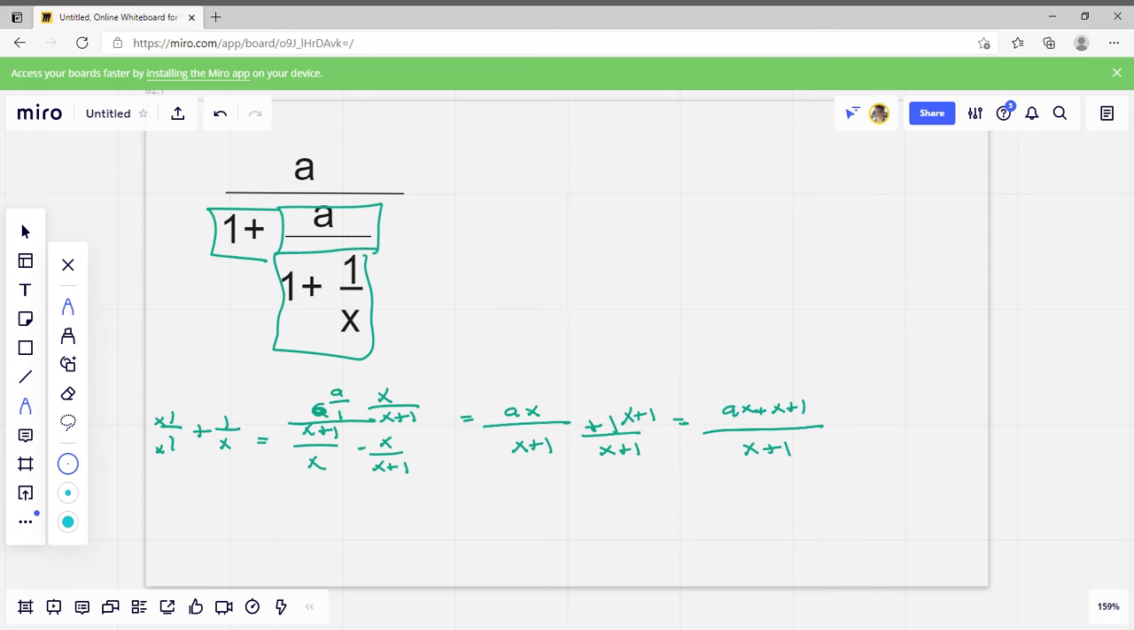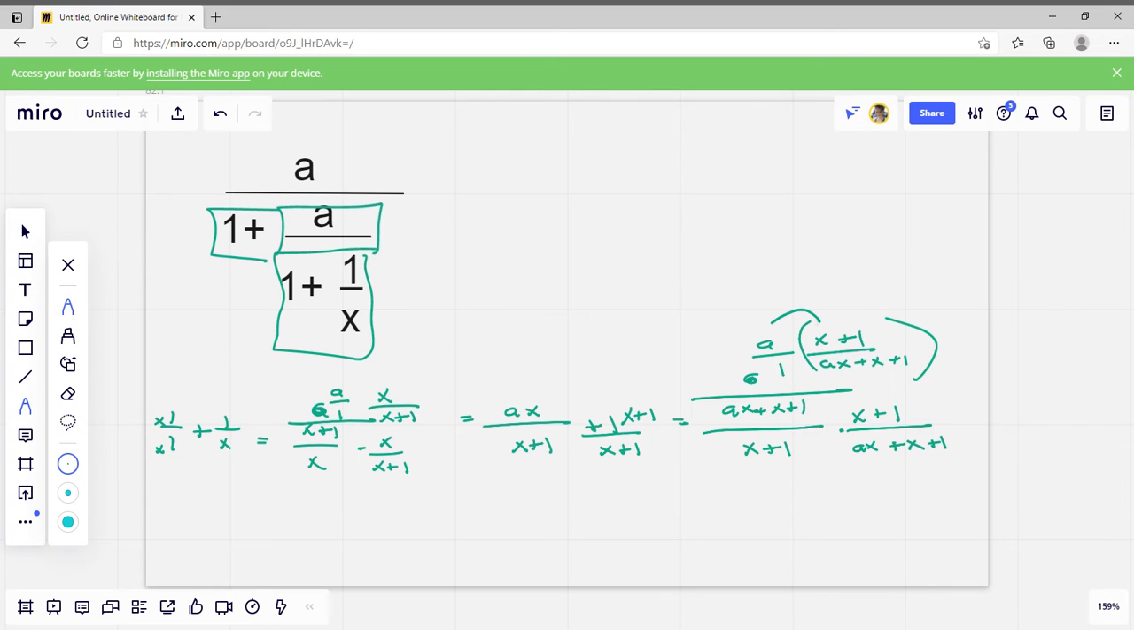Okay. Now, all of that has an a over it. So we're gonna have to flip and multiply again. Ax plus x plus 1. This will be a over 1. Now we've got x plus 1. And this is where we're multiplying, okay? And this is ax plus x plus 1.